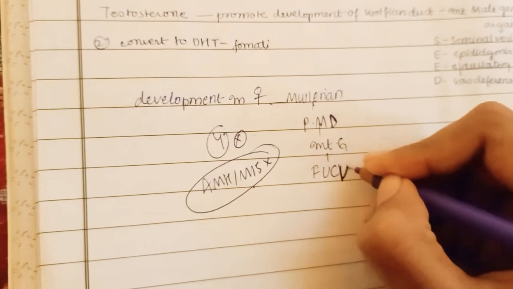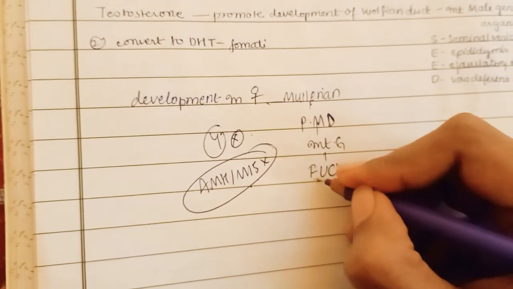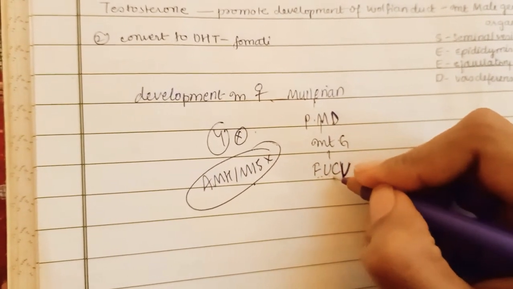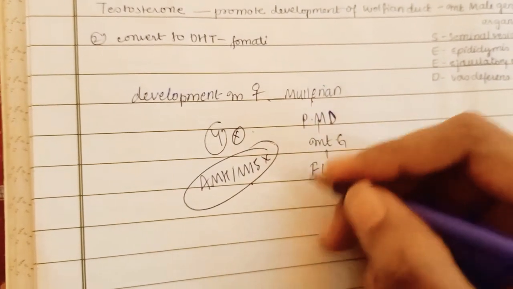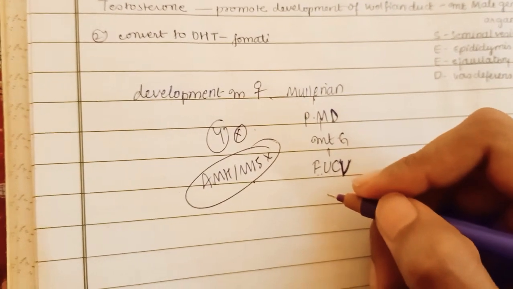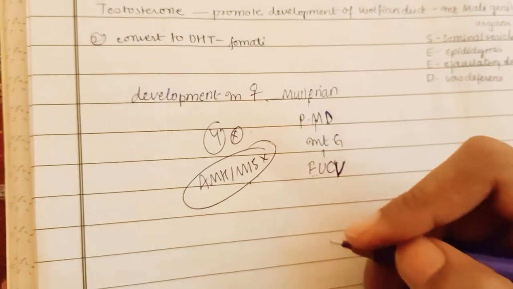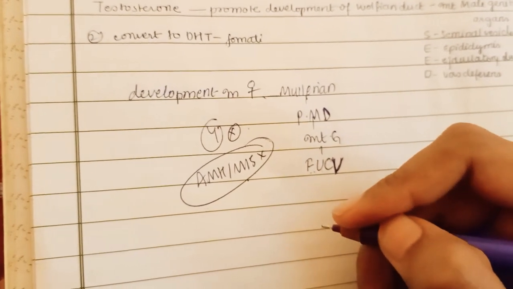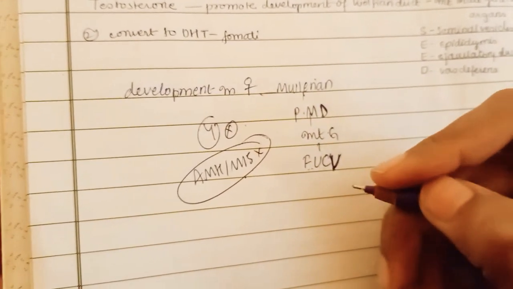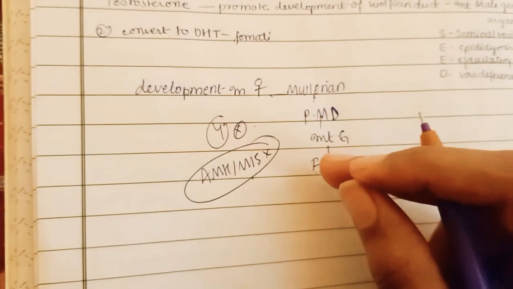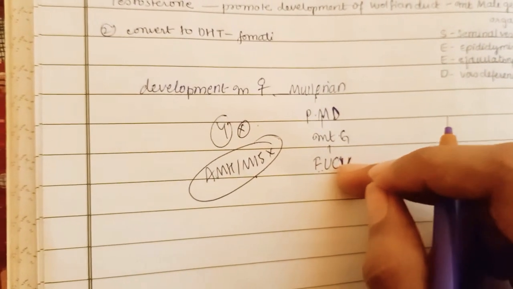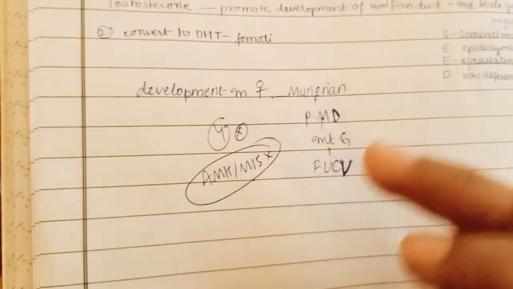So how to remember this? FUCV. Fallopian tube, uterus, cervix, upper two-third of vagina. These are the internal genitalia of female. The lower one-third of vagina is derived from the sino-vaginal bulb of the urogenital sinus. Especially, we are discussing that the upper two-third of vagina is formed from the internal genitalia, that is from the Mullerian ducts.